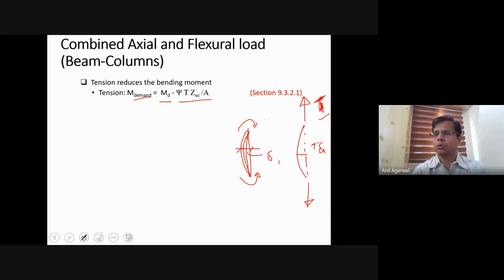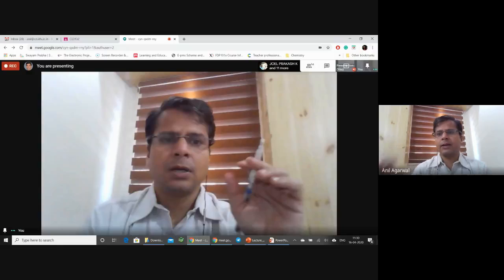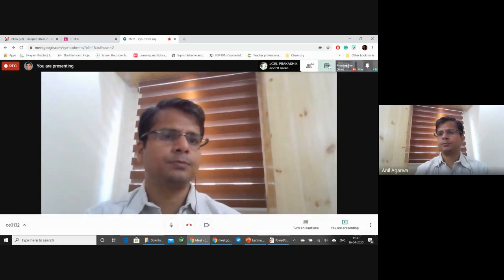So you can go through these equations and try to understand them. If you're not able to follow completely, you can ask me. I'm not going to talk about these equations in any more detail here. So with this, I'm concluding the chapter on flexural members. If anybody has a question, please feel free to ask me now.